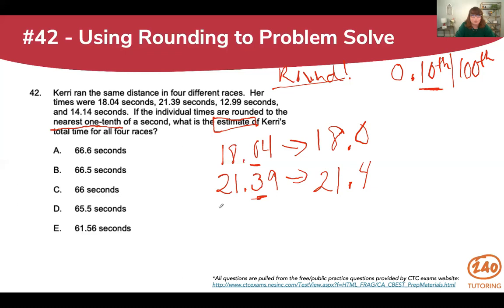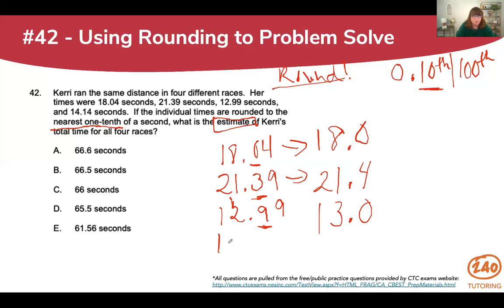Then I'm going to look at 12.99. Again, we're rounding to that tenths place. 9 is greater than 5, so we increase this by 1. You might be thinking, oh, if we increase this by 1, it becomes 10. Do not put a 1 right here and a 0 right here. That's not correct. This will become a 0, and that 1 gets regrouped. If I have 10 tenths, I have a whole number. So that 12 becomes 13.